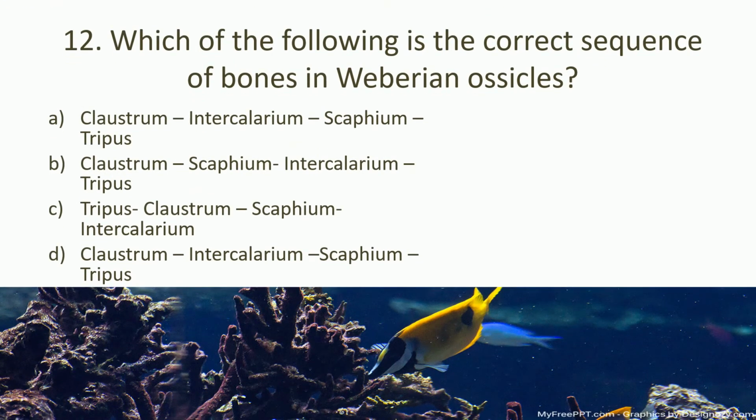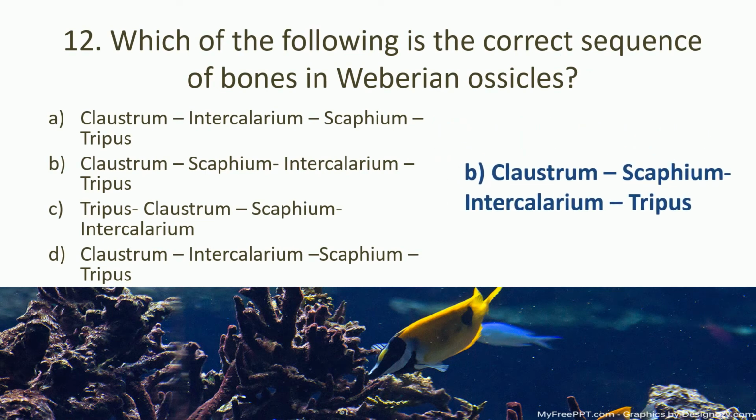12th MCQ. Which of the following is the correct sequence of bones in the Weberian ossicles? Weberian ossicles are a chain of bones, and the options are A, claustrum, intercalarium, scaphium, tripus. B, claustrum, scaphium, intercalarium, tripus. C, tripus, claustrum, scaphium, intercalarium. D, claustrum, intercalarium, scaphium, tripus. And the right answer is B, claustrum, scaphium, intercalarium, and tripus. These are the sequence of the bones in the Weberian ossicles.